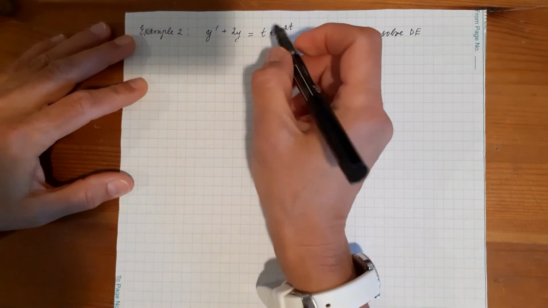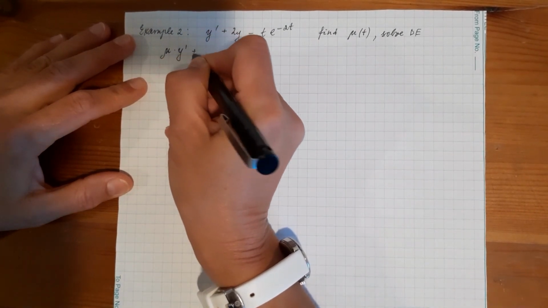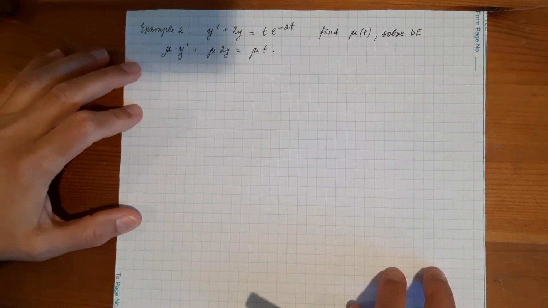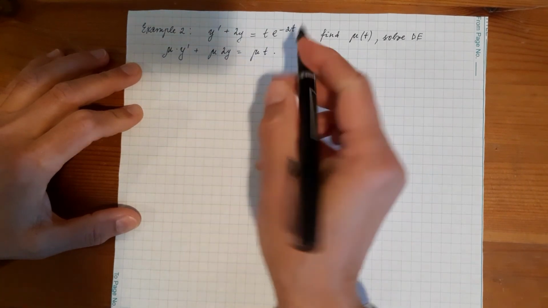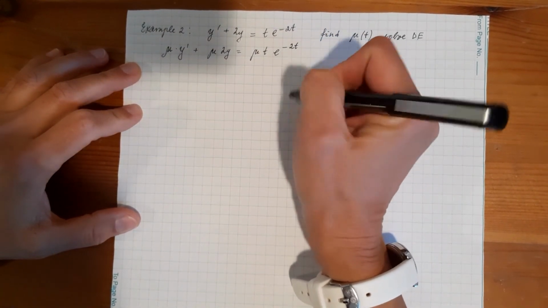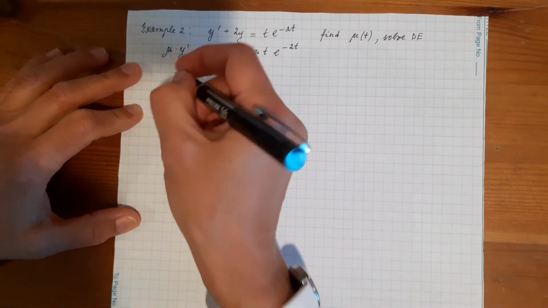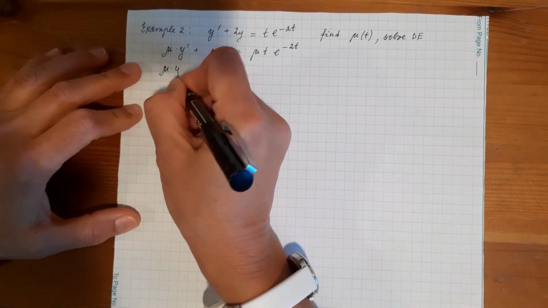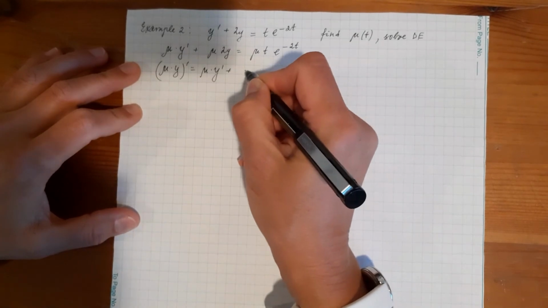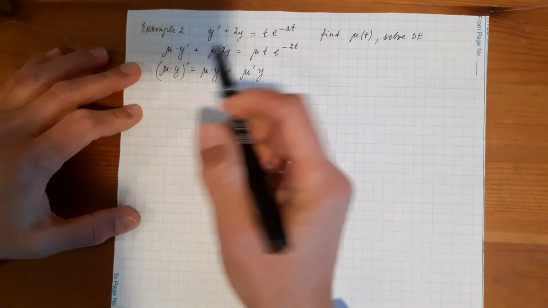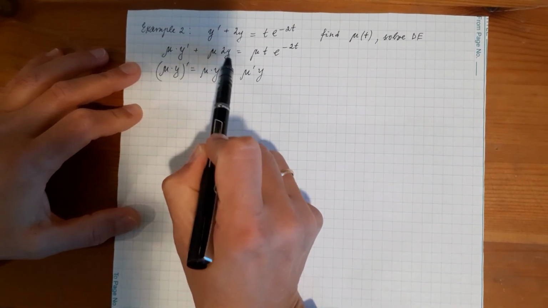Well, I'm not going to use my formula, I'm just going to multiply it by an integrating factor. So mu y prime plus mu 2y equals mu t e to the power of negative 2t. So I multiplied everything by the integrating factor mu, which I'm going to find. I'm going to compare it to the mu y derivative. So mu y derivative plus mu derivative y, right? So I do have the mu y derivative here. So this one is supposed to be mu derivative y. Y and y are the same.